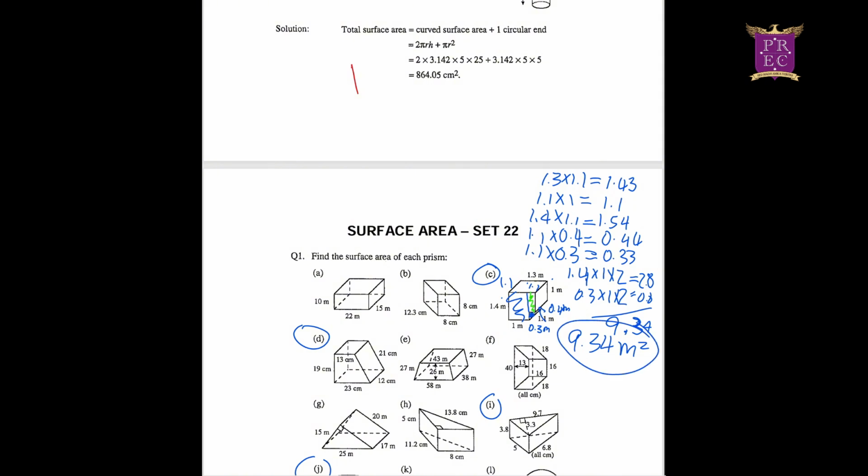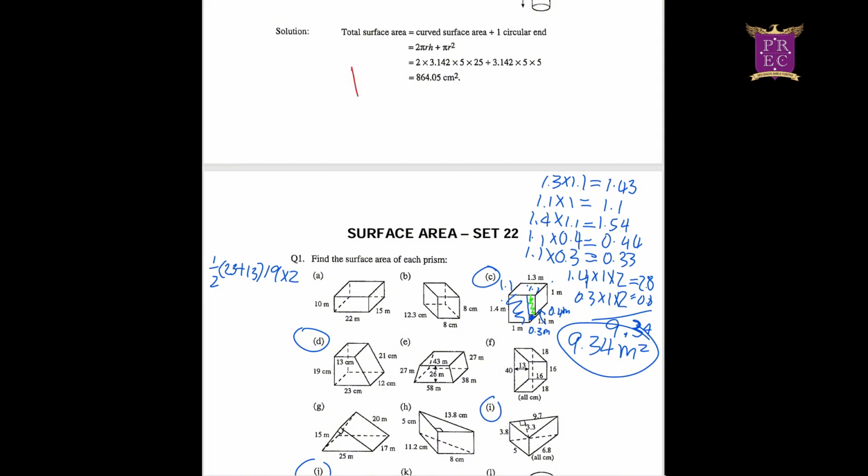Let's have a look at the shape in question D. So it's a trapezoid prism. Let's have a look at the trapezium at the front. Let's find out the area of the trapezium. We've got the two side lengths, which is 23 and 13, so we'll put that in brackets, 23 and 13, times by the height, which is 19. I'll put 19 over here, and divided by 2, so times by half. Okay, and remember there are two trapeziums like that, so we times it by 2 as well.